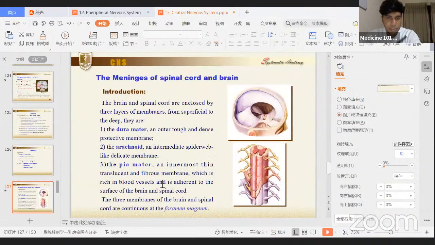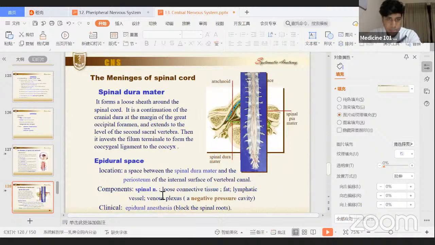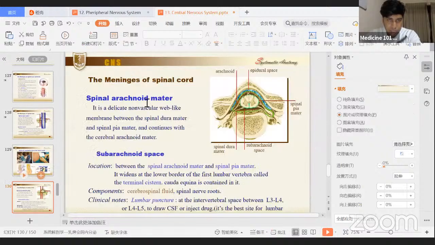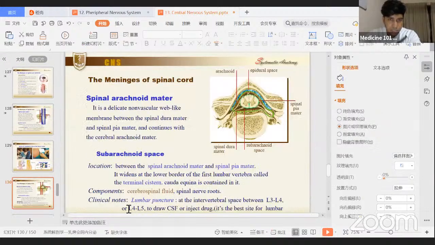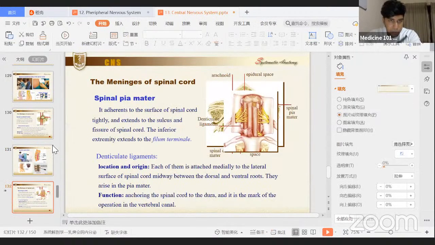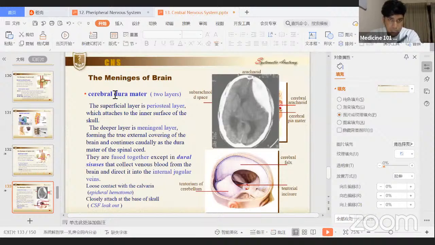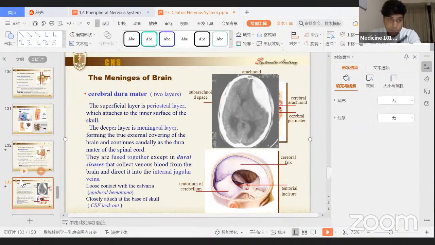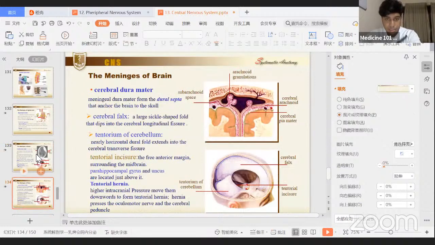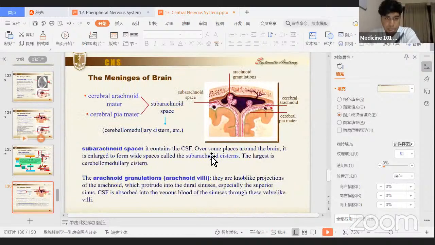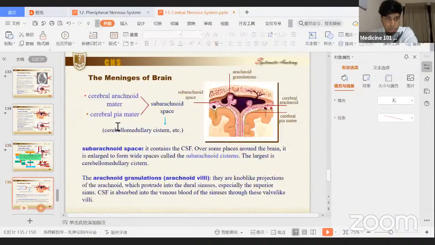Then the meninges: dura, pia, foramen magnum, spinal nerves, epidural anesthesia. I did all of these. Spinal arachnoid, subarachnoid, L3, L4, L5, lumbar puncture, spinal pia mater, denticulate ligaments, cerebral dura mater. Oh, I didn't do this. I will do this tomorrow or something. This thing can confuse a lot of students. It's very easy, but it can easily confuse people. And I didn't do this. I will do those tomorrow.